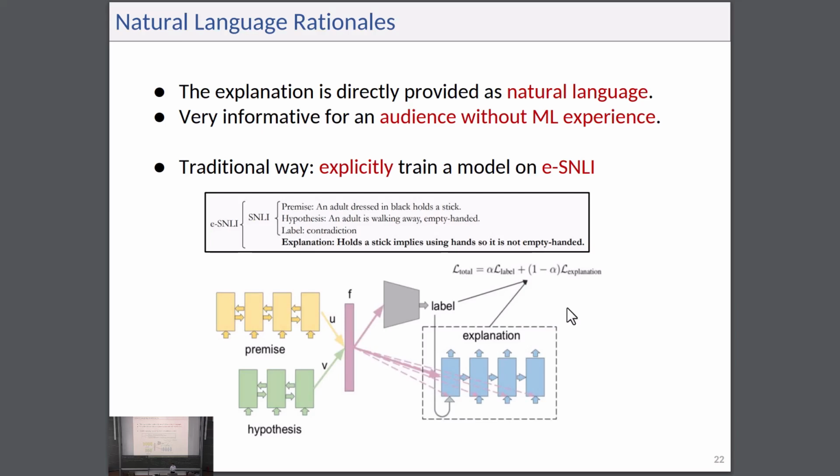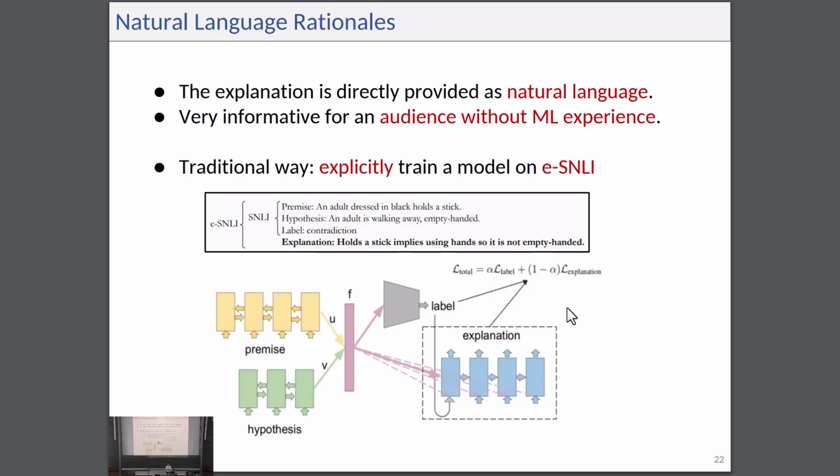And the way this was done before, I mean before instruction following models of a decent size, is you had to train on a data set that for each input-output pair would also have an explanation triplet.